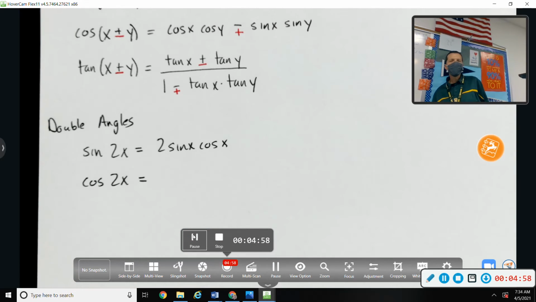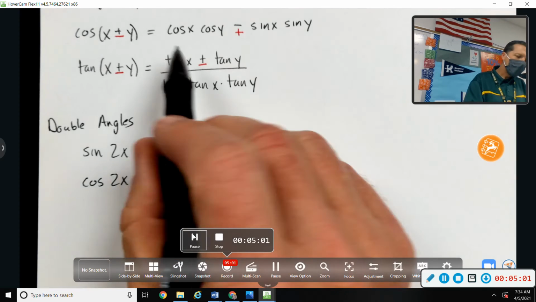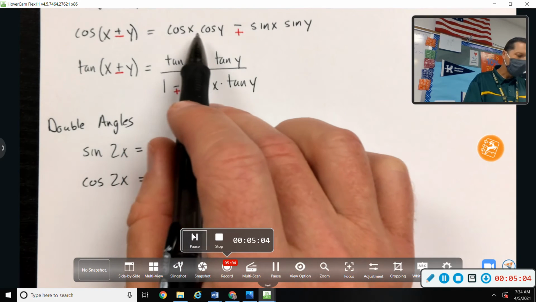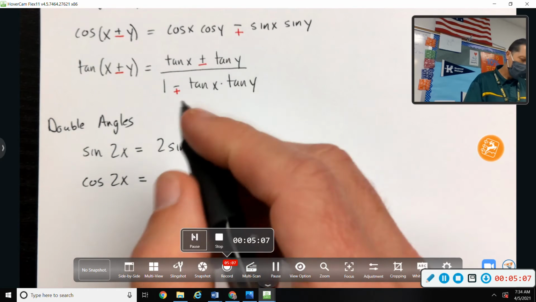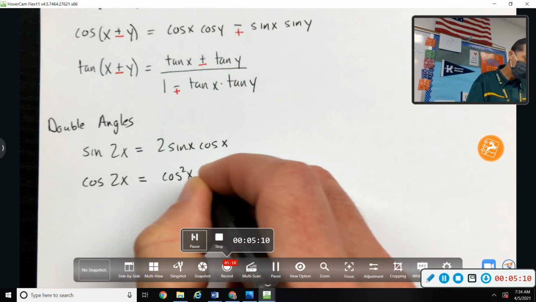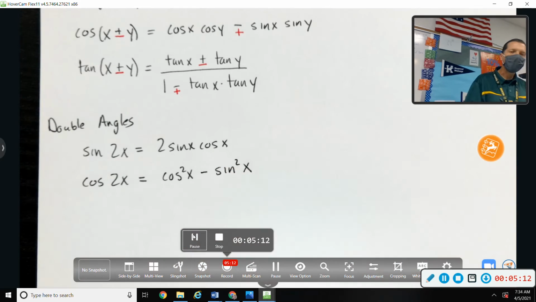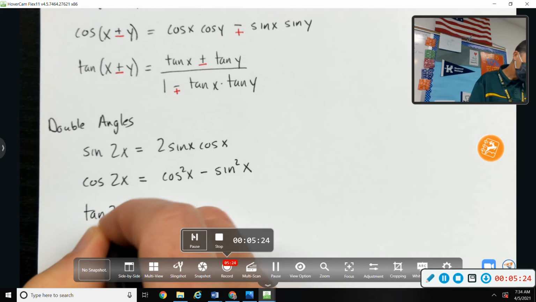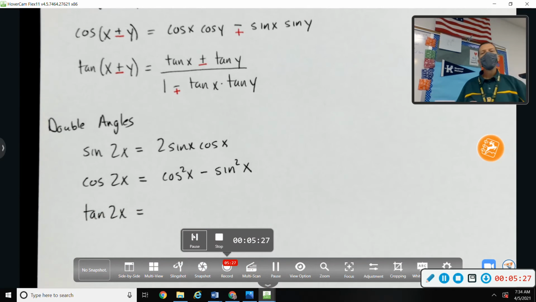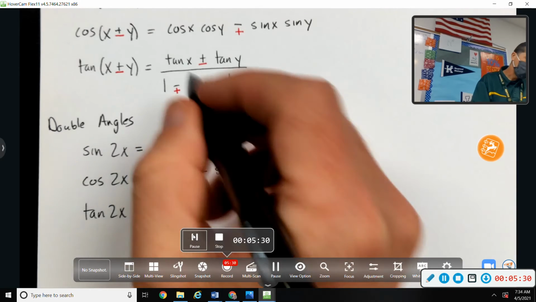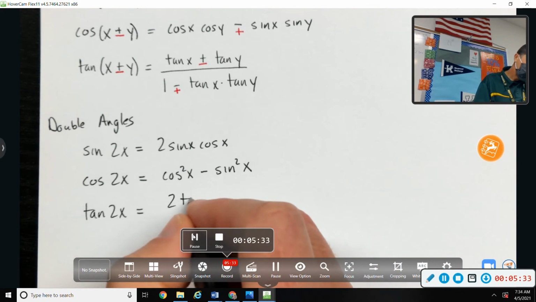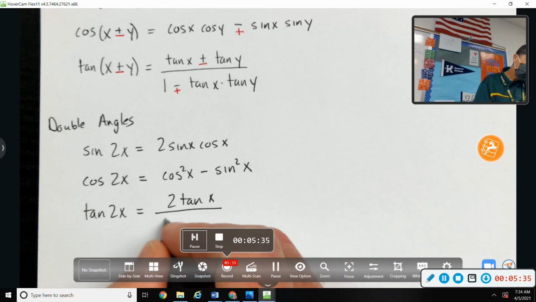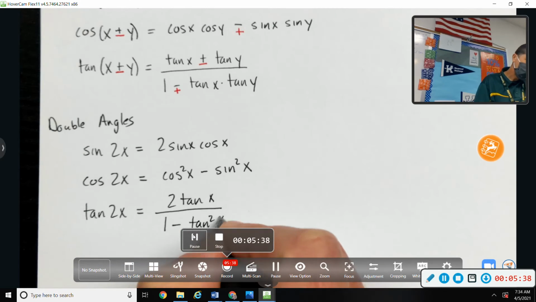Same process for cosine of 2x. Take this formula with the plus sign, replace all the variables with x, and we get cosine squared x minus sine squared x. And for tangent, same thing. Take the tangent formula, replace all the y's with x's. 2 tangent x over 1 minus tangent squared x.